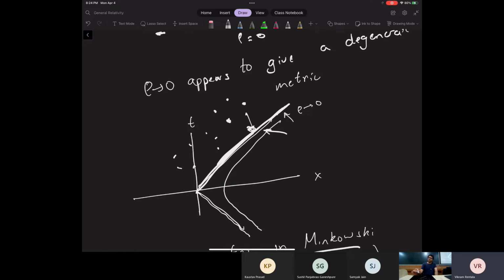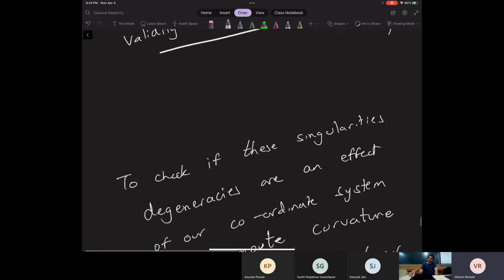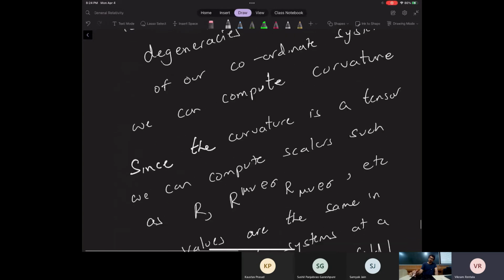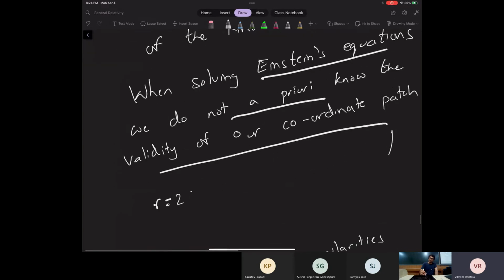You can go beyond this. So r equal to 2GM, okay, r equal to 2GM is called the Schwarzschild horizon. It's actually very similar to this Rindler horizon. So when you cross this horizon, can you cross this horizon by a suitable change of coordinates? That's the question.